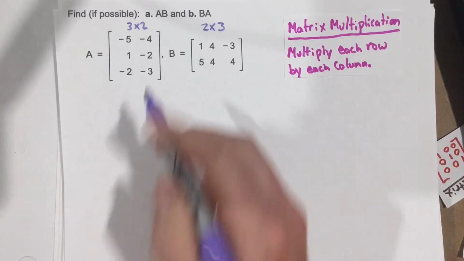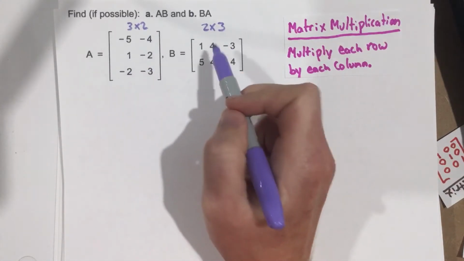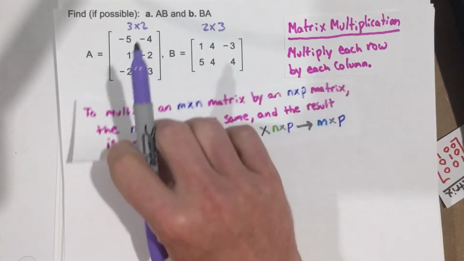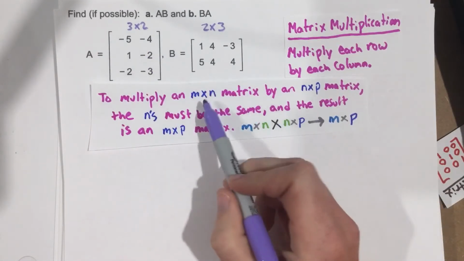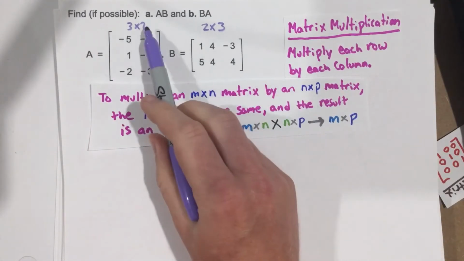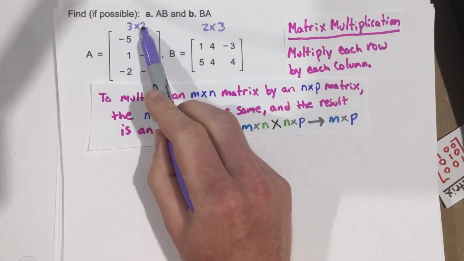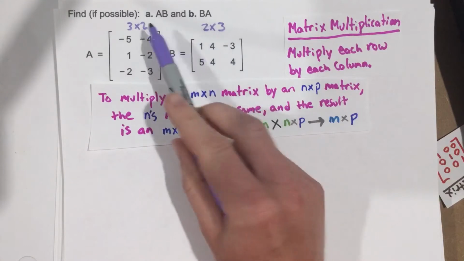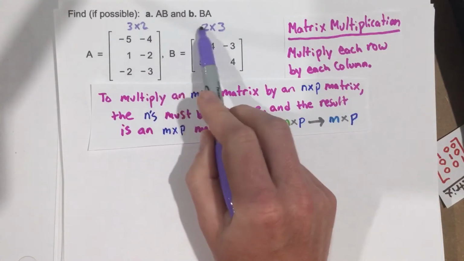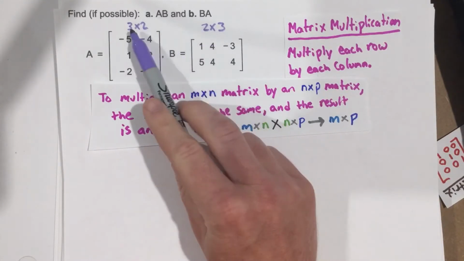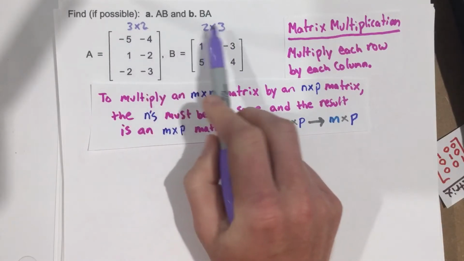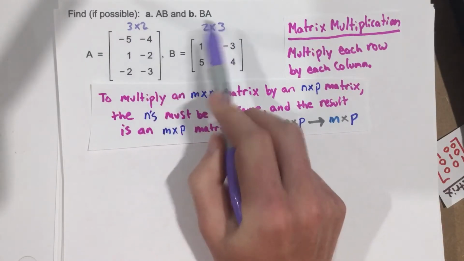So for part A, they want us to take A times B. Well, remember, when we multiply our matrices, the columns of this one have to be the same as the rows in this one. So the middle 2 dimensions have to be the same. And the outside 2 dimensions are what we're going to end up with. So we're going to end up with a 3 by 3 matrix here.